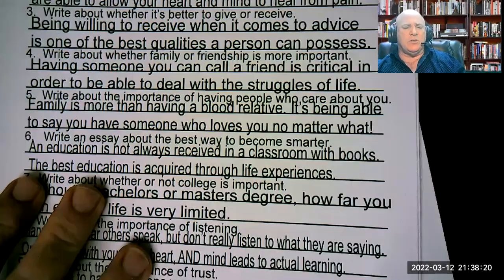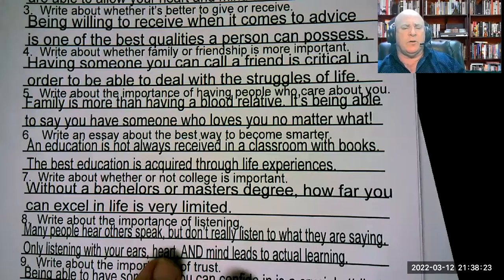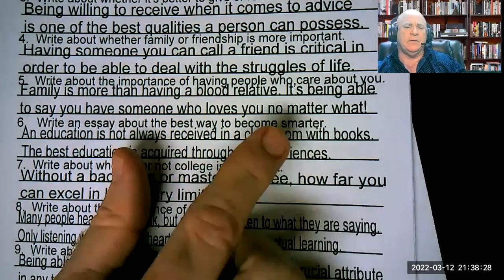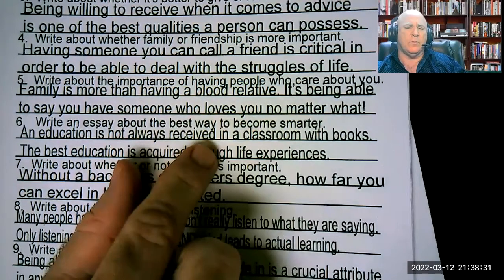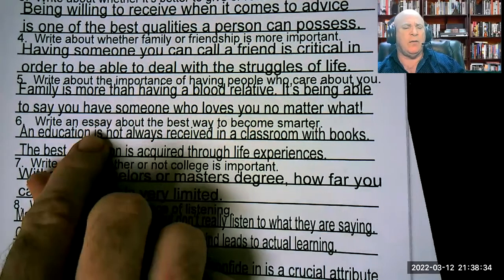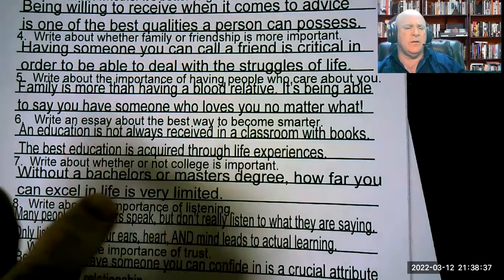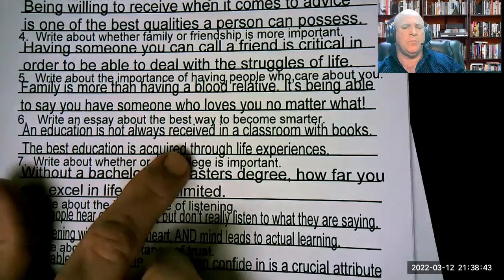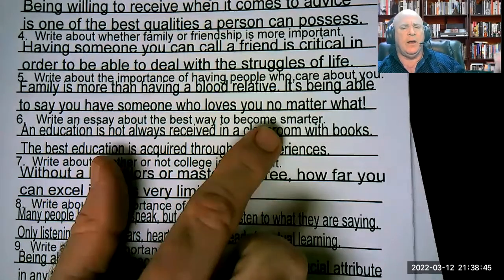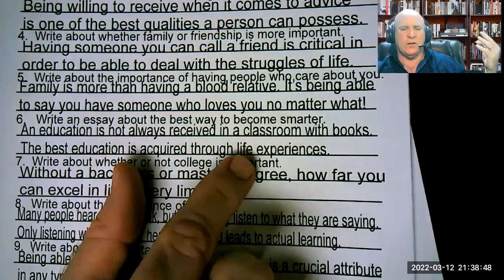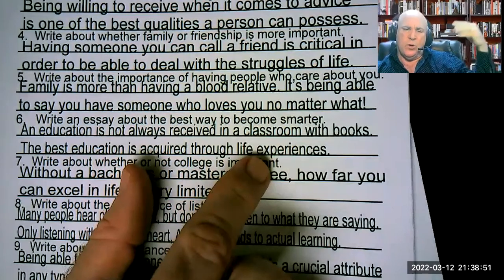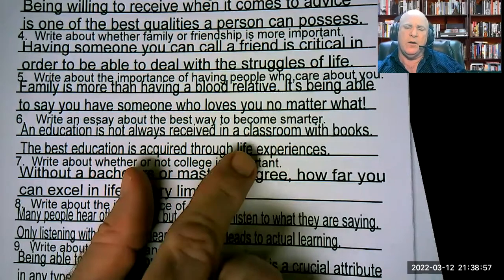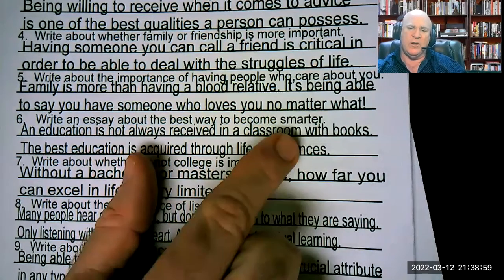And education is not always received in a classroom with books. Okay, so I'm basically eliminating the classroom way of getting smarter. Let me see which one I came up with as my thesis. The best education is acquired through life experiences. So the best way I can become smarter is through life experiences. And the examples I might give: your own successes or failures, or someone else's successes and failures. Sometimes you become smarter by things you do wrong or watching other people do things wrong.